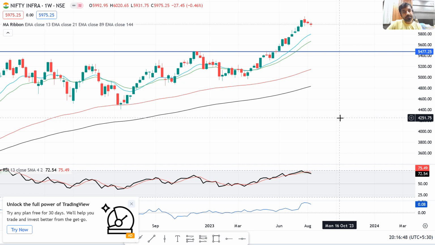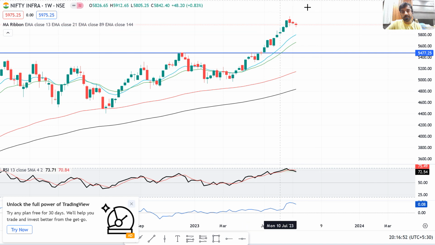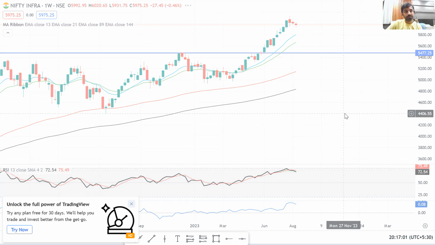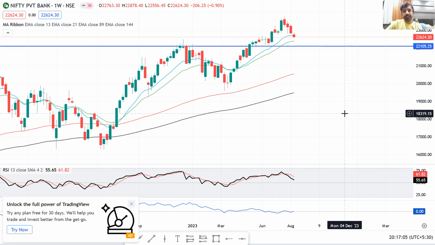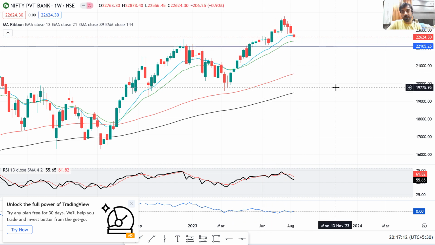Now we go to infra, very much towards the overbought zone. There is this consolidation, RSI slipping below the average. This is typical for the consolidating market that we are in right now. Private bank again slipping. It has closed below the average also. It might go towards this level 22,105. This is not a place to go either short or long for a short term trade.